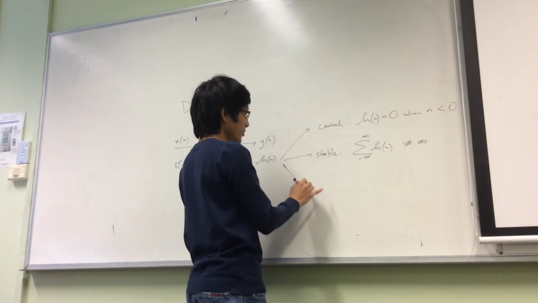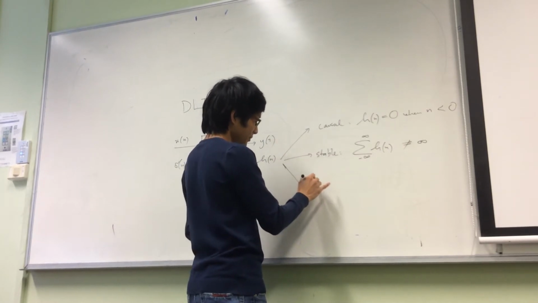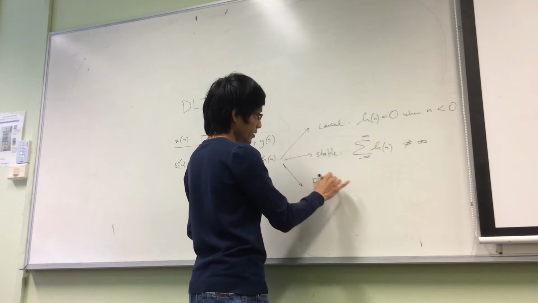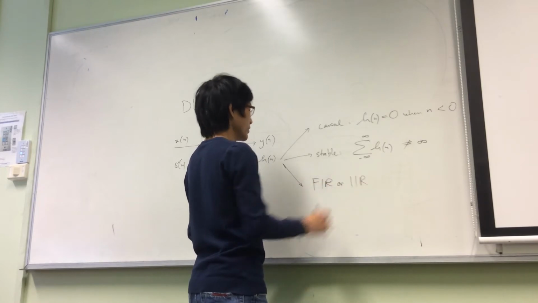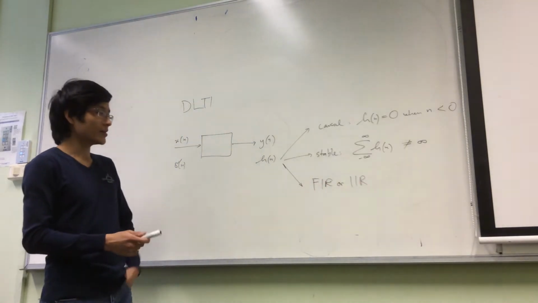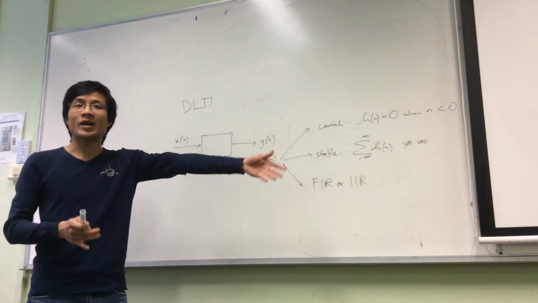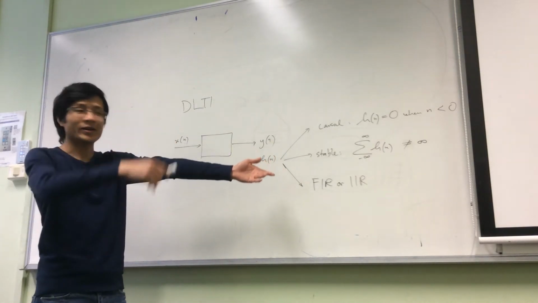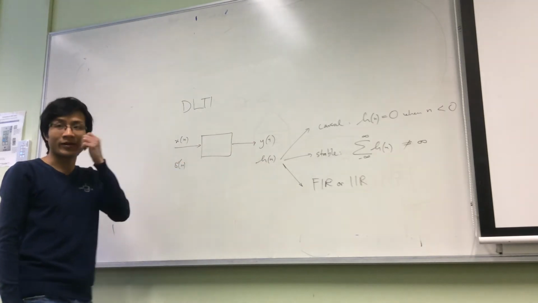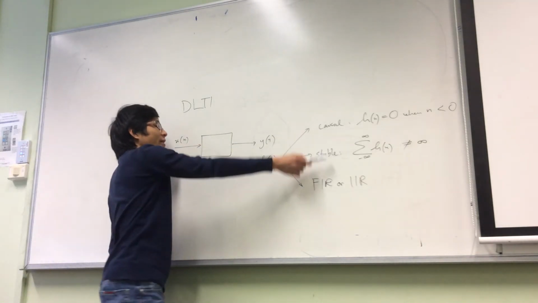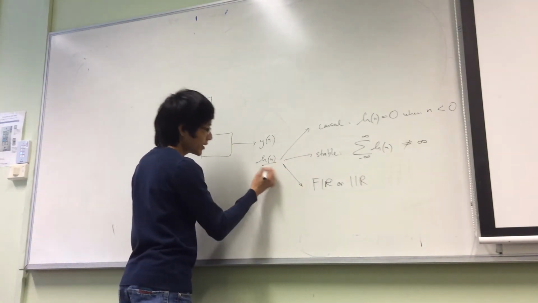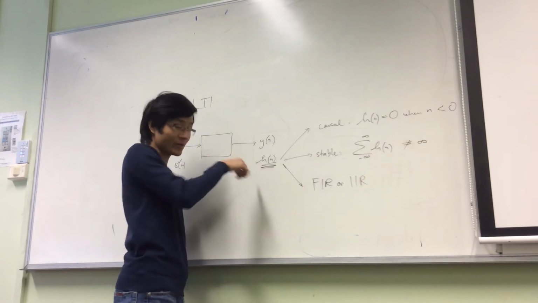The other one is FIR and IIR, finite and infinite. Finite means the response stops after a few samples, and infinite means it goes on forever. So these three characteristics can be obtained only from the impulse response.